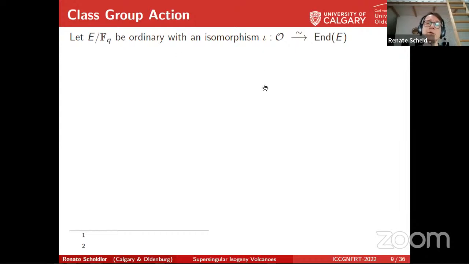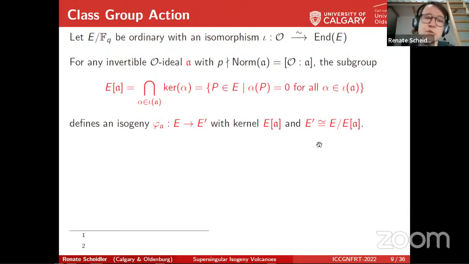So let E be an ordinary elliptic curve, and then you have an isomorphism from that elliptic curve to the endomorphism ring, which is an imaginary quadratic order. And what is the connection to class groups? This is, after all, a class group conference.